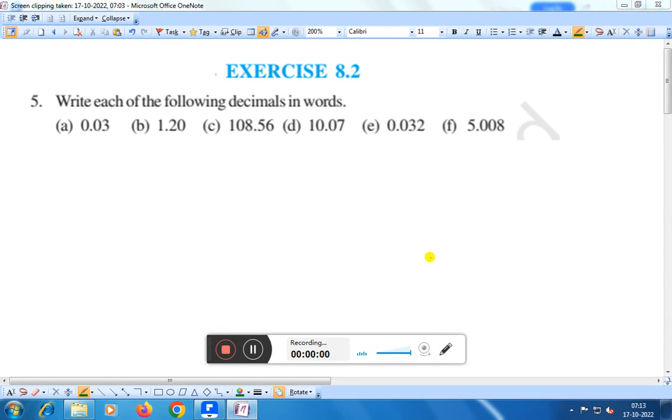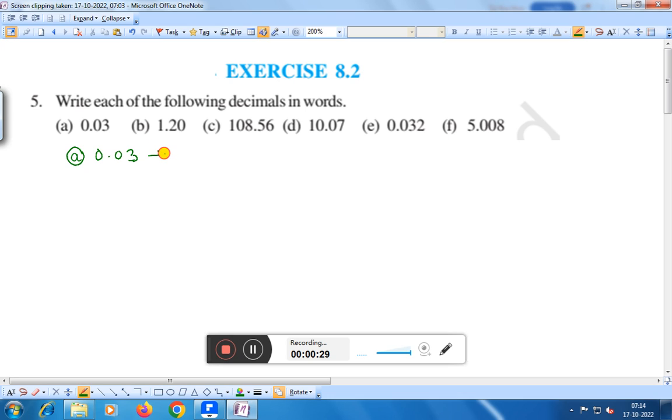Hello everyone. Today we shall discuss exercise 8.2 question number 5. Write each of the following decimals in words. Number A is 0.03. There are two methods to write the decimal in words.